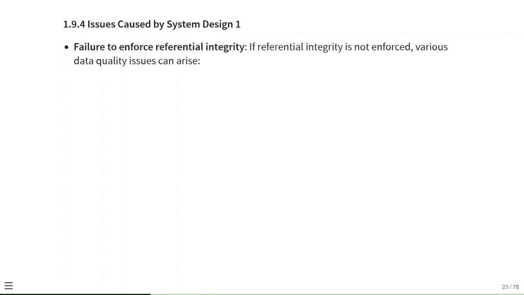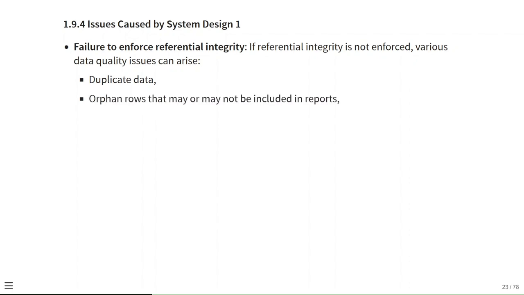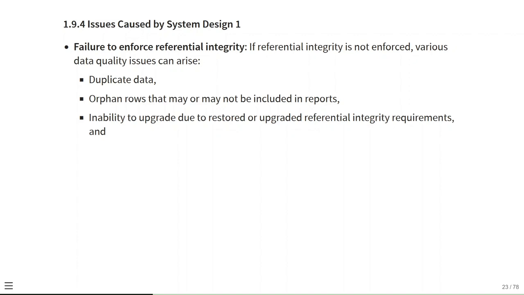Issues caused by system design, Part 1. Failure to enforce referential integrity. If referential integrity is not enforced, various data quality issues can arise, such as duplicate data, orphan rows that may or may not be included in reports, inability to upgrade due to restored or upgraded referential integrity requirements, and inaccurate data due to missing data being assigned default values.